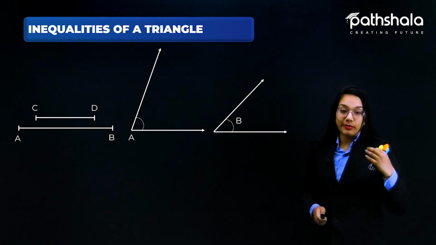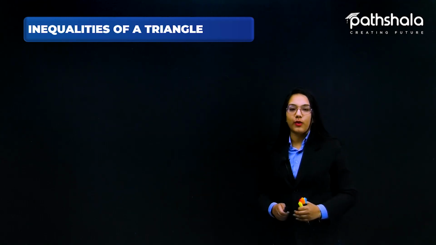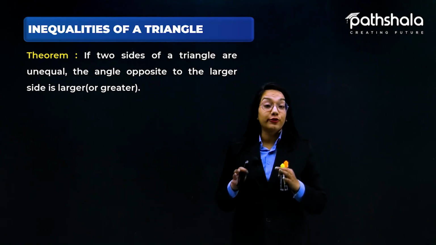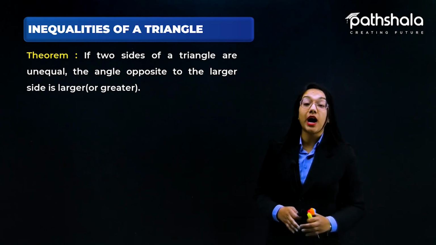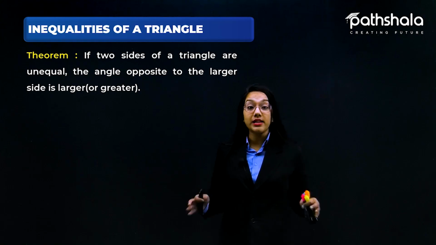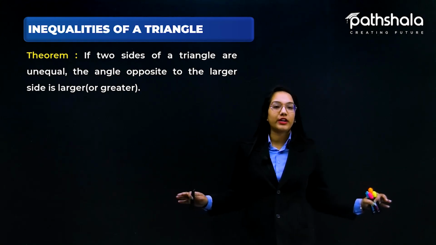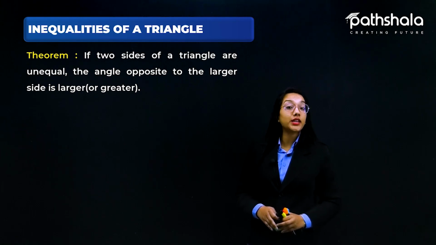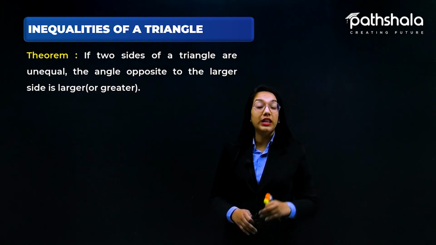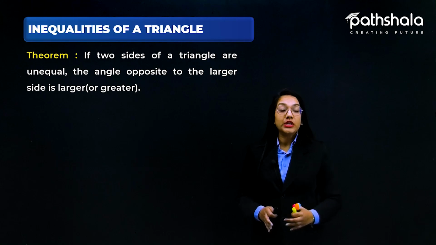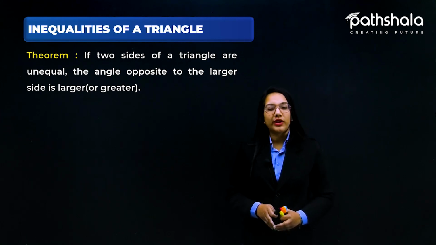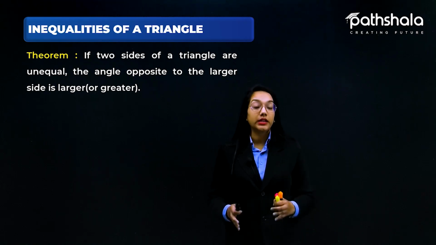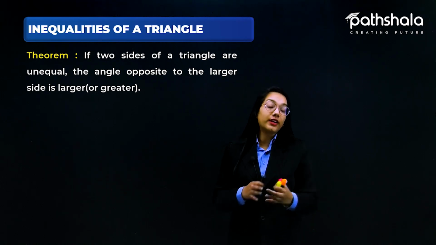Let's see one of the special, important theorems related to the inequalities of a triangle, which says that if two sides of a triangle are unequal, and we are not talking about equality here, then the angle opposite to the larger side is larger, or greater. So the angle which is opposite to the larger side is greater.